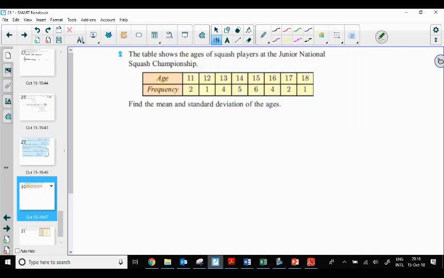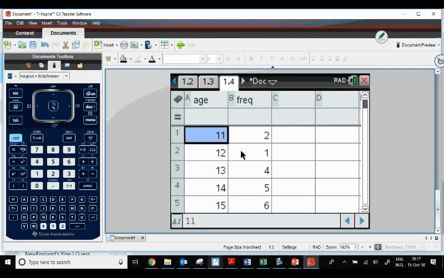So first, this one here. Remember before we had a frequency list on the calculator, and I said we were going to ignore it. Well, now I'm going to show you how to use it. So here I've entered in the ages in the first column and the frequency of the ages in the right-hand column.